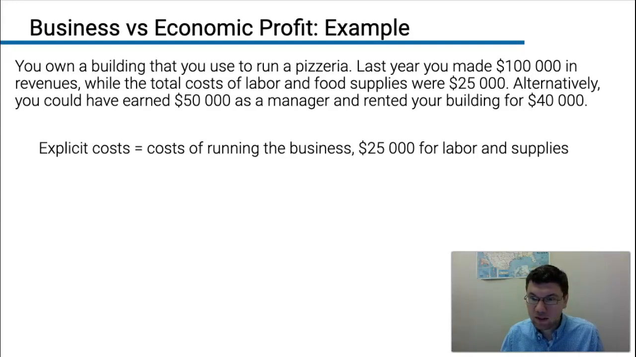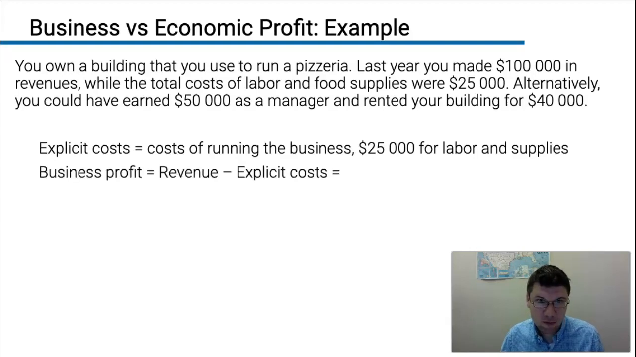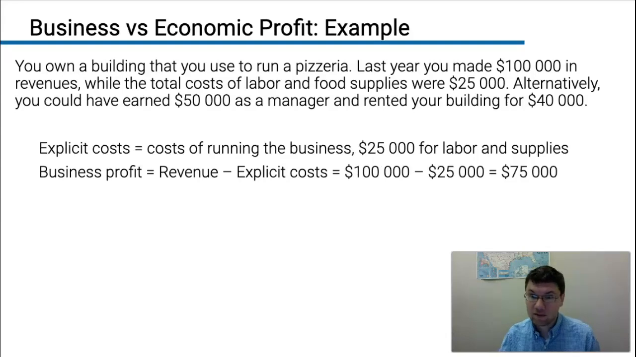If you want to calculate how much you've earned running your business, that will be what we call the business profit, which is merely the difference between your end-of-the-year revenue and the explicit cost of running your business. Alternatively, this is also sometimes called accounting profit. And so in this example, that's going to be the difference between $100,000 that you've earned minus the $25,000 that you've spent on labor and supplies, and that will account for $75,000.